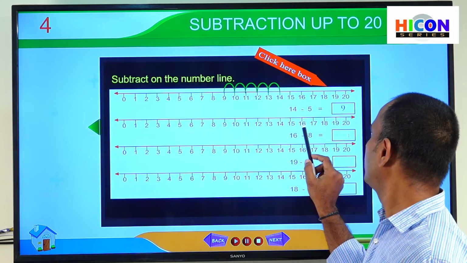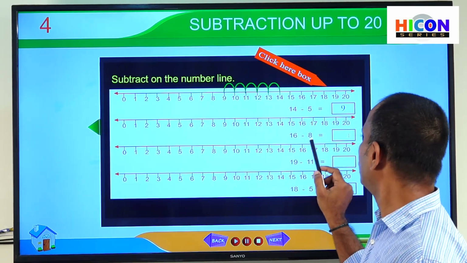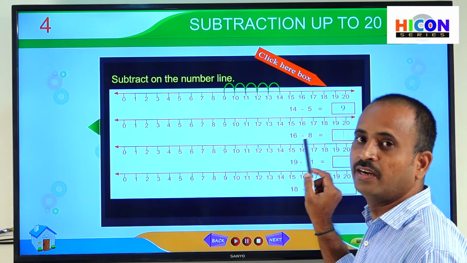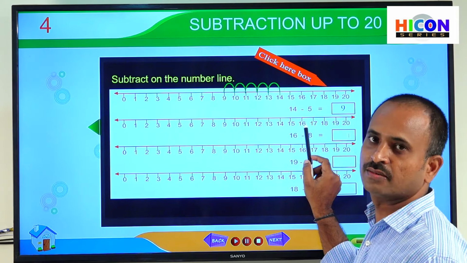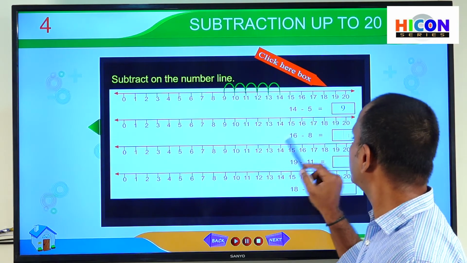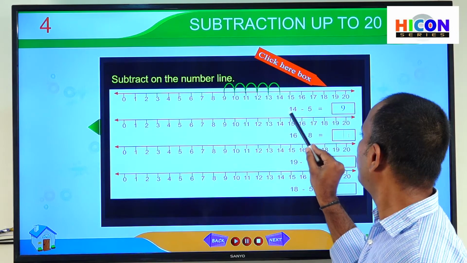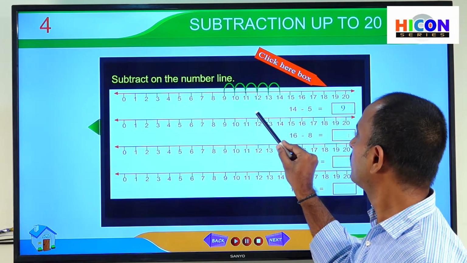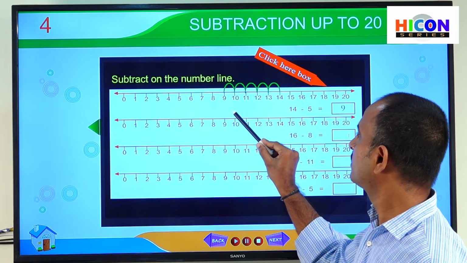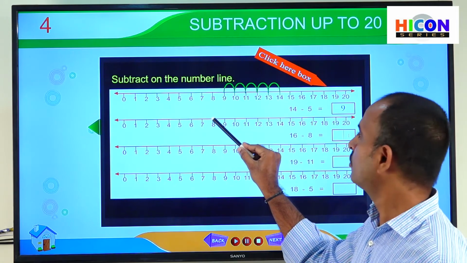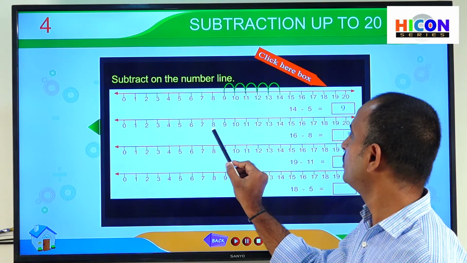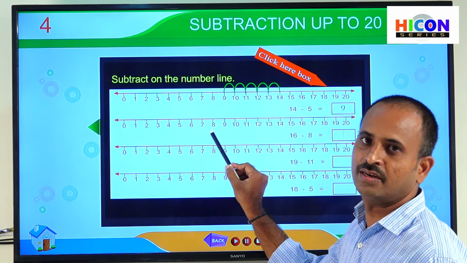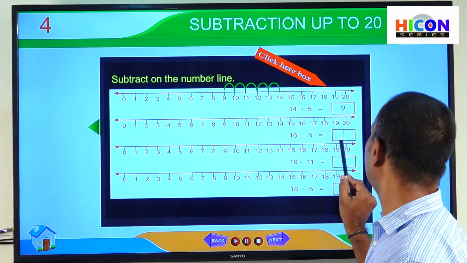So start from here and what is the next step? Move the steps equal to the second number. So what is the second number here? 8. So move 8 steps backward from 16. So this is 1, 2, 3, 4, 5, 6, 7, 8. So after moving 8 steps, finally we have reached the number 8 on the number line. So this number 8 is called the answer. That is, 8 is called the difference. So write 8 in this box.